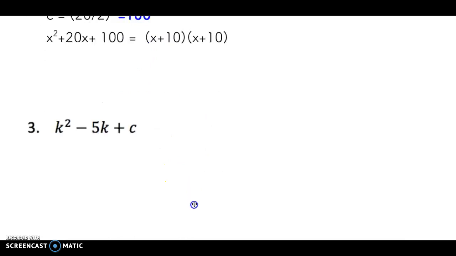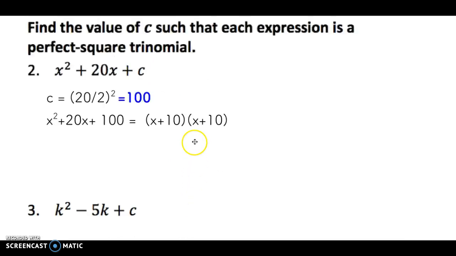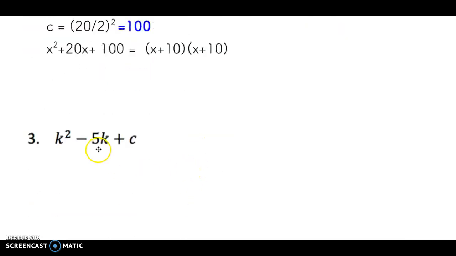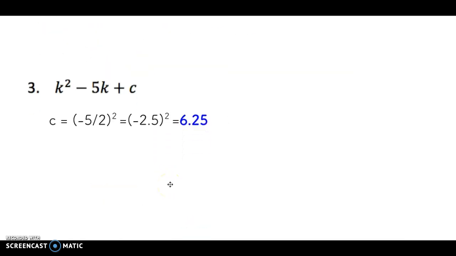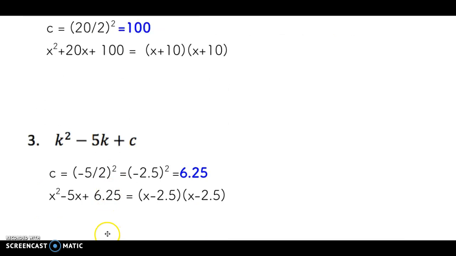For number 3, you had to do the same thing, and here you take half of your middle term. Half of negative 5 is negative 2.5, right? Negative 2.5 squared is going to be 6.25. So now our perfect square trinomial is x squared minus 5x plus 6.25, which factors to be x minus 2.5 times x minus 2.5.